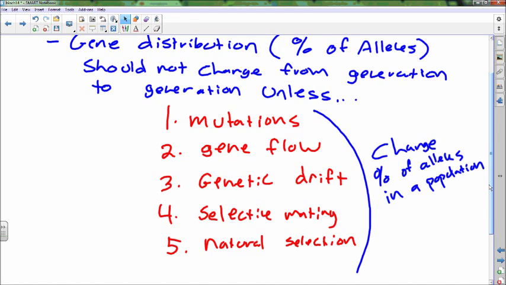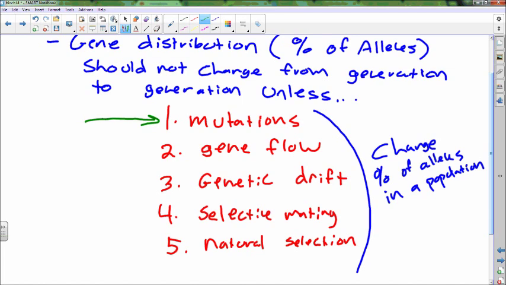Okay, if we go back to our list, remember these things that we talked about: mutations, gene flow, genetic drift, selective mating, and natural selection. These are all things that can change the makeup of a population from one generation to the next. If none of these things is happening, then the population will not change. But if we look at each of these, mutations are almost always happening. You can't stop mutations. They might not be mutations that lead to allele changes, but mutations are always ongoing. So there's always a chance that your population is going to change because of mutations.